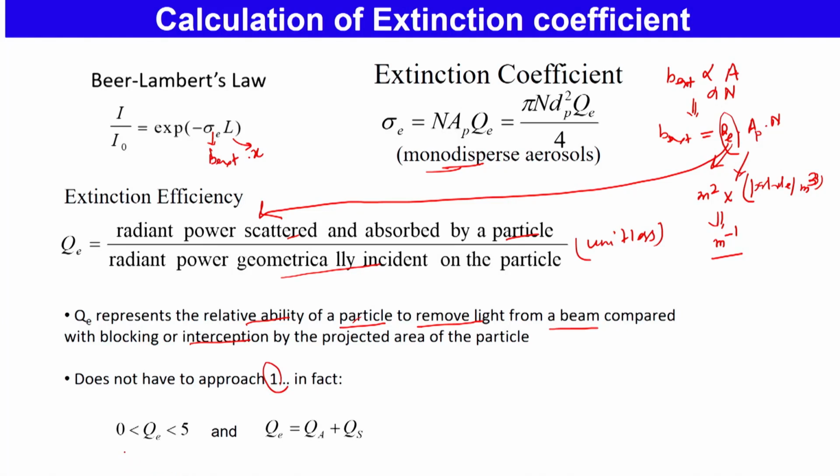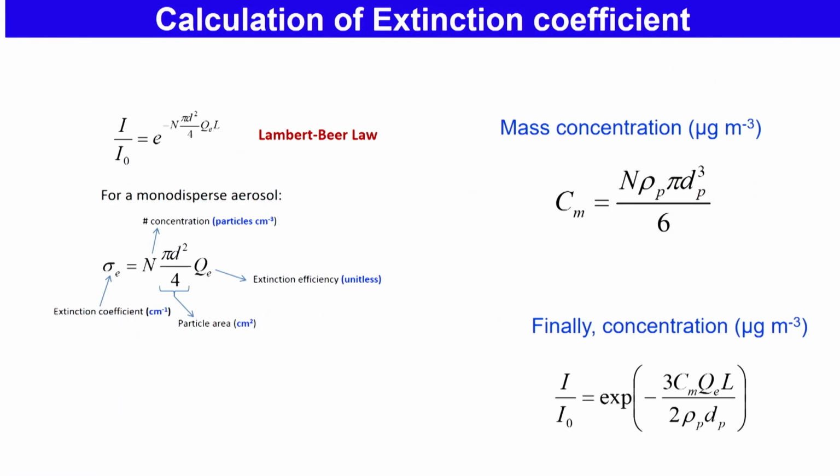Usually QE value lies between 0 and 5. This is very important. QE values, we will see some of the equations here. Since QE is extinction, it can be defined as the extinction efficiency because of absorption, and the extinction efficiency because of scattering. So, these are the two equations that are there.